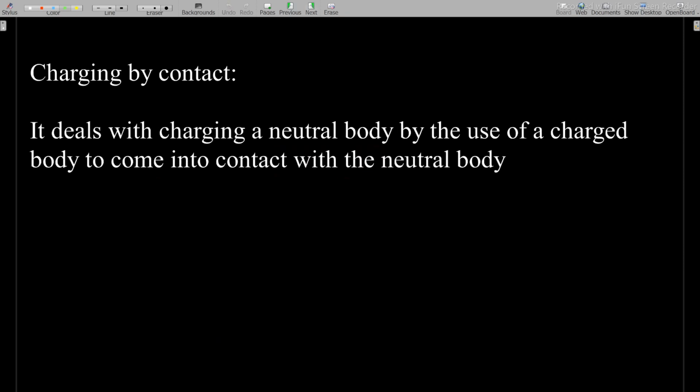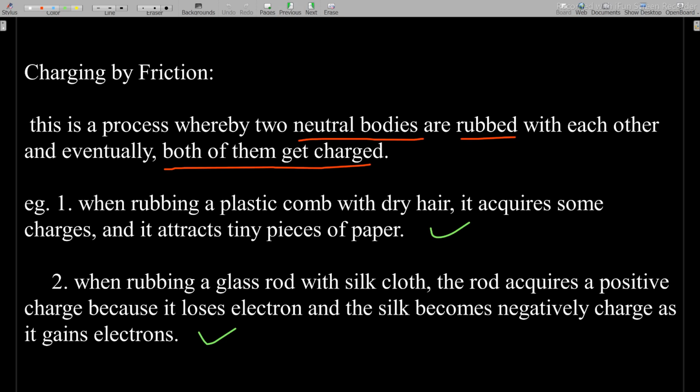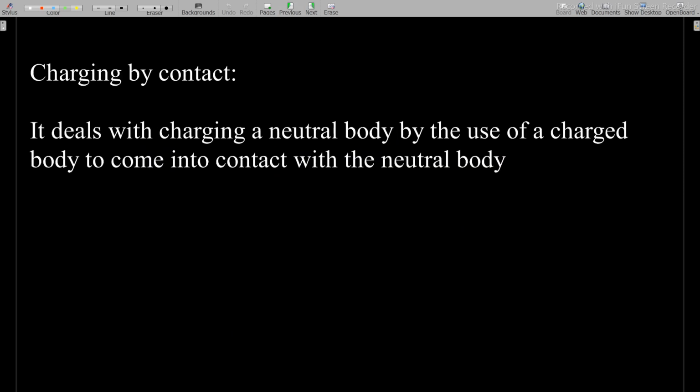Let's look at the other one, charging by contact. I'll illustrate this with a diagram. Charging by contact deals with charging a neutral body by using a charged body to come into contact with it. Go to the previous one: we said friction is a process whereby two neutral bodies are used, but in contact, one is charged and the other is not charged.